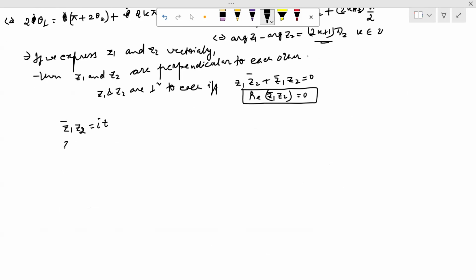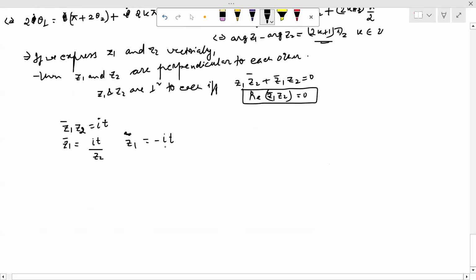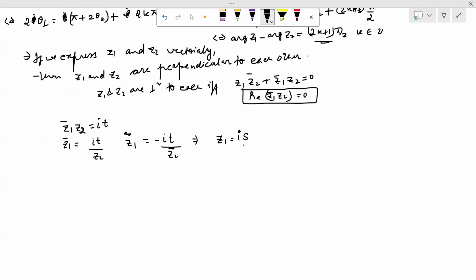And that does imply that z1 bar is equal to iota t divided by z2, and you can multiply on both sides by the conjugate, and again take the conjugate of it. So minus iota t upon z2 conjugate, and you can simply then do some mathematics here. You can write that z1 would be equal to iota times some constant, let's say S here.